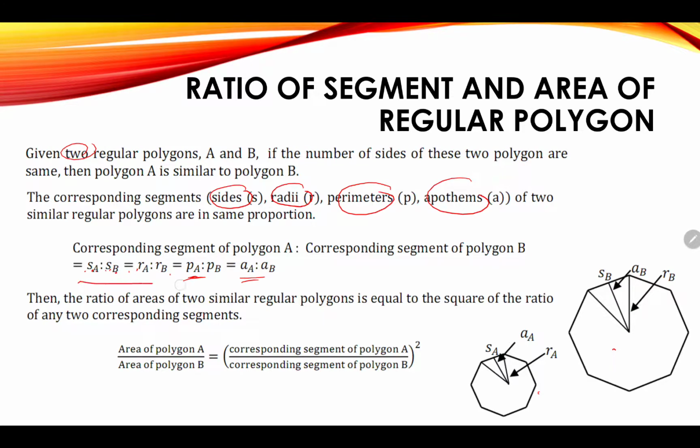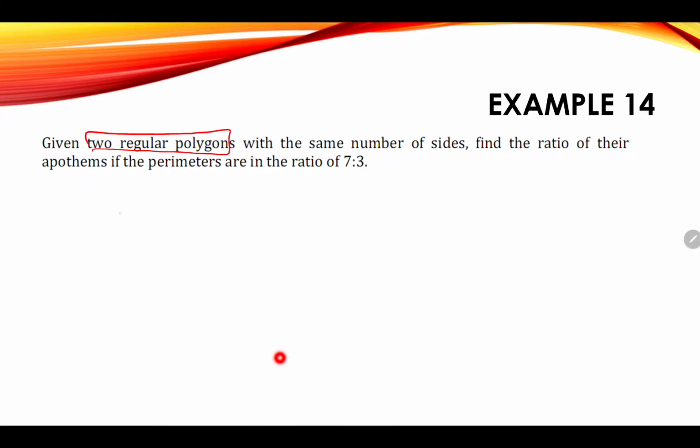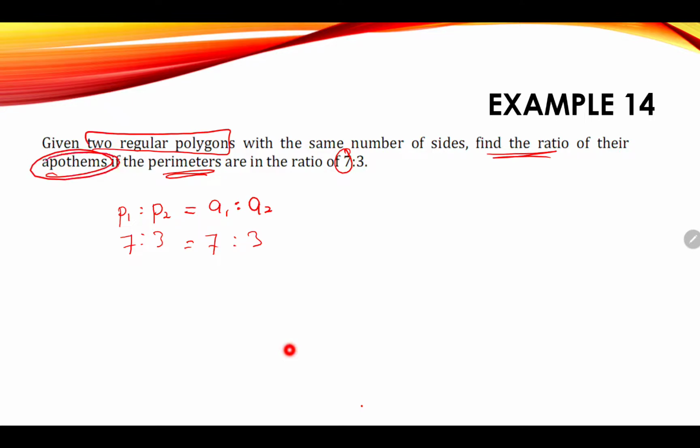Okay, based on yang ni tadi, okay, kita boleh kata perimeter of the first polygon dia proportional dengan second one equals apotem pun proportional juga. Proportional. Okay, so P1 dia bagi 7. Ni perimeter. Perimeter of the first one is 7:3. So kalau dia equal, maksudnya apotem dia pun 7:3 jugalah. Okay, so soalan dia find the ratio of the apotem. Ratio of the apotem is also 7:3 ratio dia.